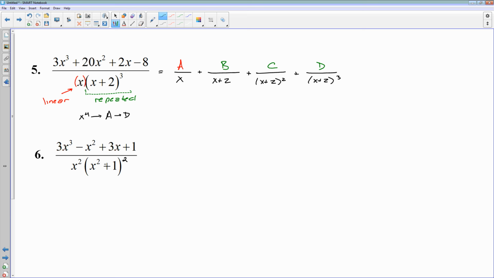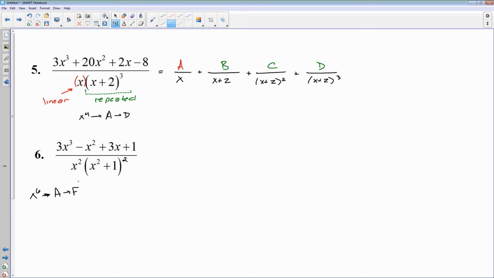Well, let's multiply this out. I have x² squared. If you have x² squared, that would be x to the fourth, and then I'm multiplying that by x². So x to the fourth times x² is x to the sixth, which means I'm going to need A, B, C, D, E, and F. I'm going to need 6 different constants for this one.